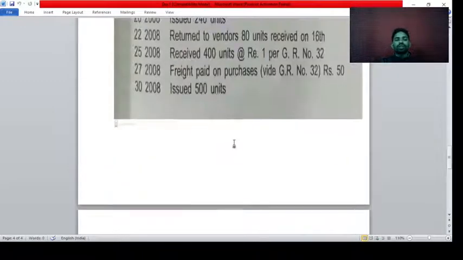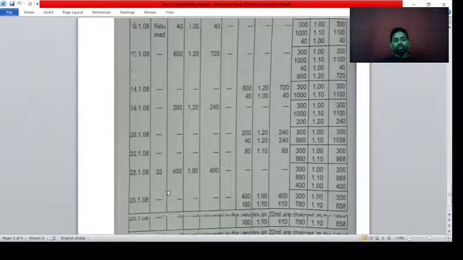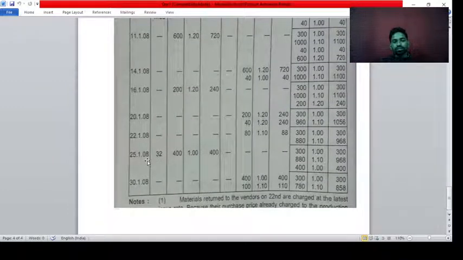Next, on 25th January 2008, received 400 units at the rate of 1 rupee. The GR number is 32. So on 25th they received 400 quantity at the rate of 1, and the total amount will be 400. The earlier stock is 300 and 880, plus these 400 added at rupee 1, total amount 400. So we maintain this stock.